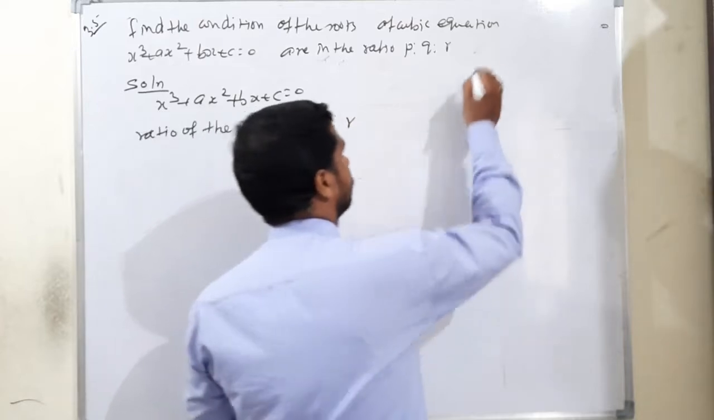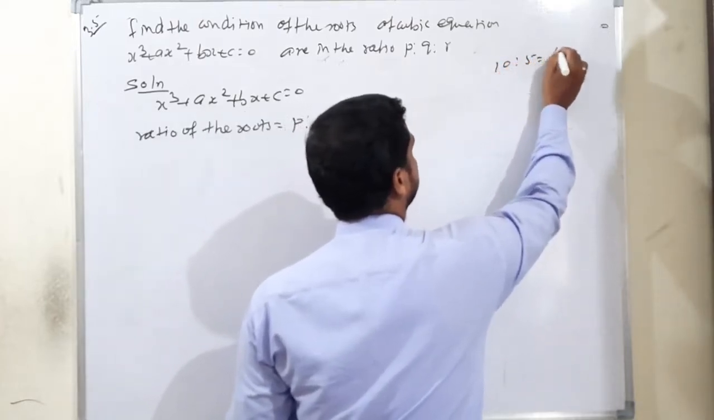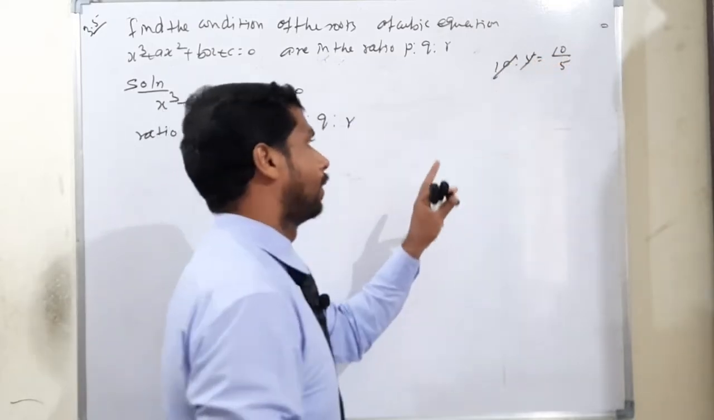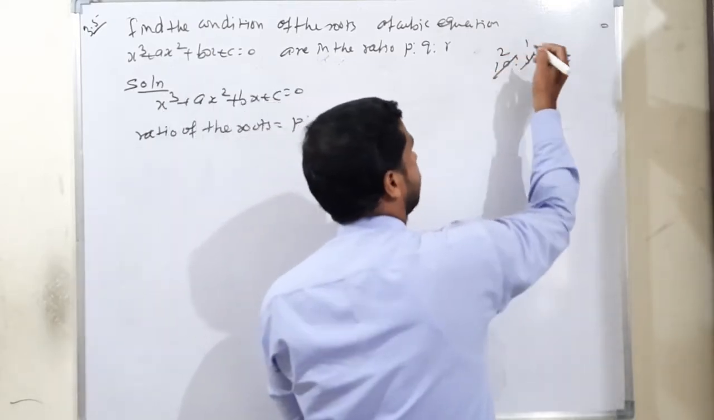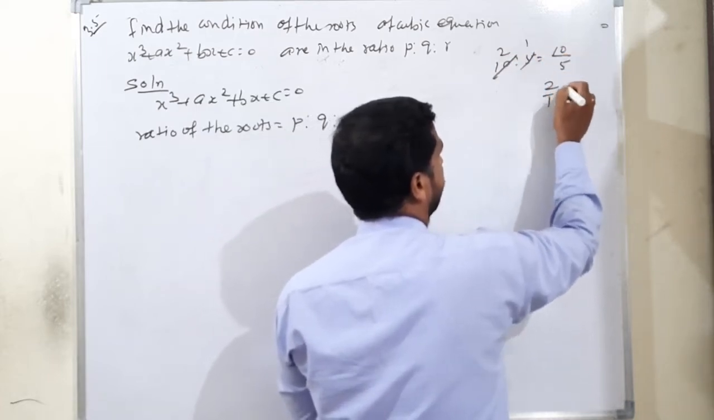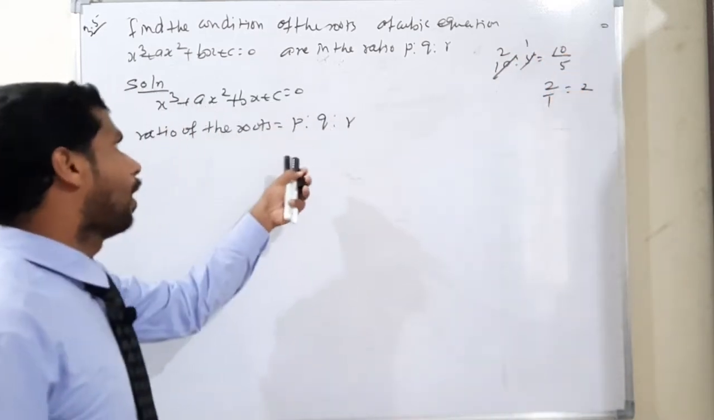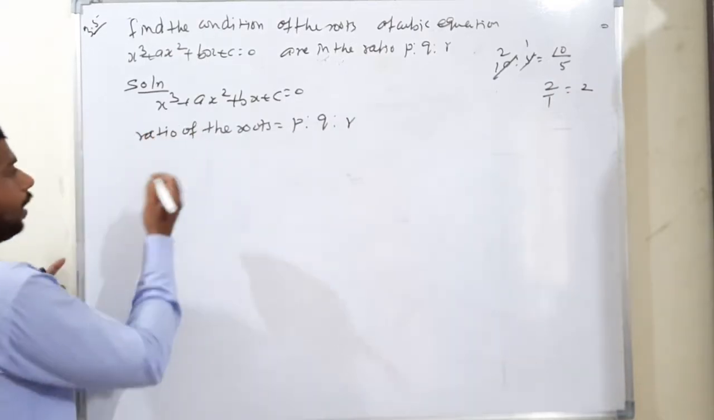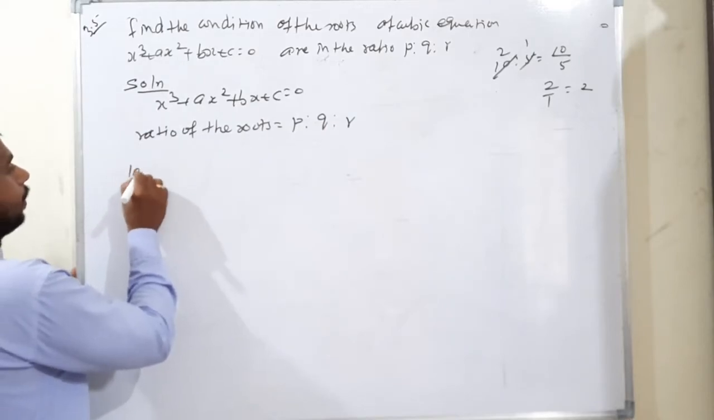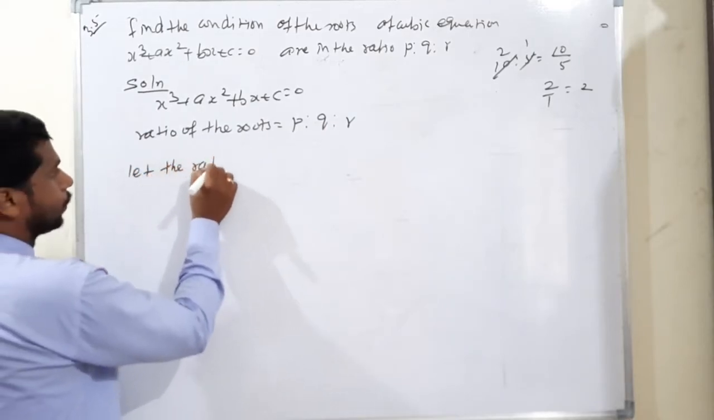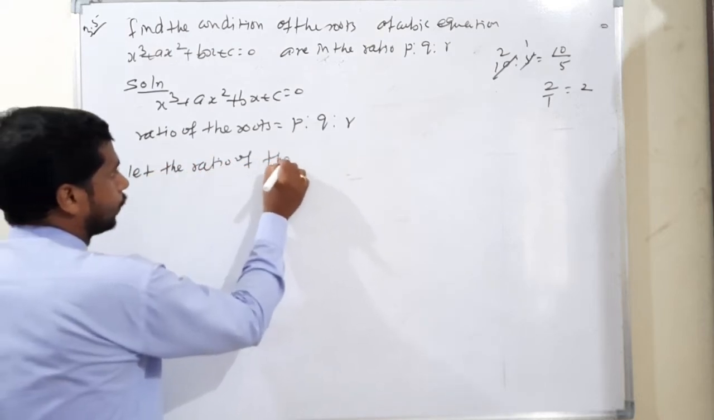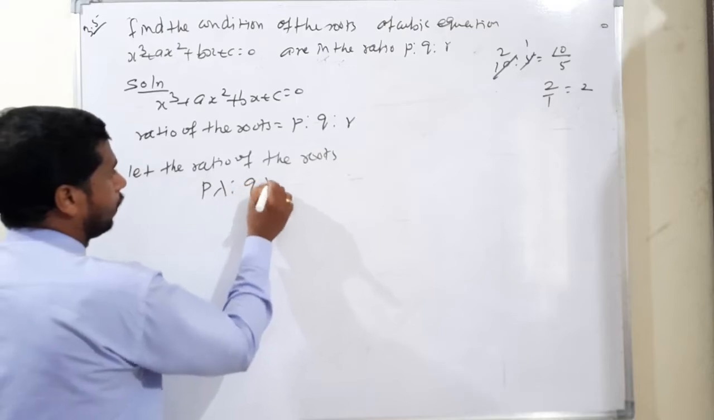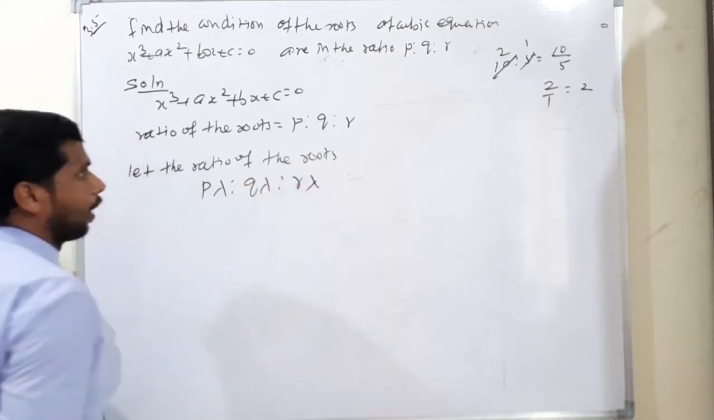Example: the ratio 10 is to 5 means 10 divided by 5, which is a number. Canceling, 2 is to 1 means 2 by 1, that is 2. So we have to multiply each term of the ratio by one constant instead of a number. So let the ratio of the roots be p lambda, q lambda, r lambda.